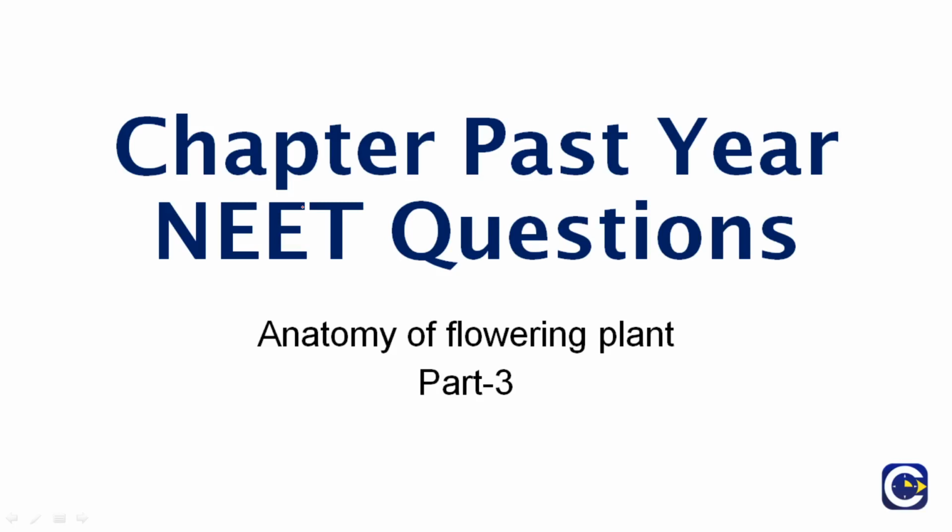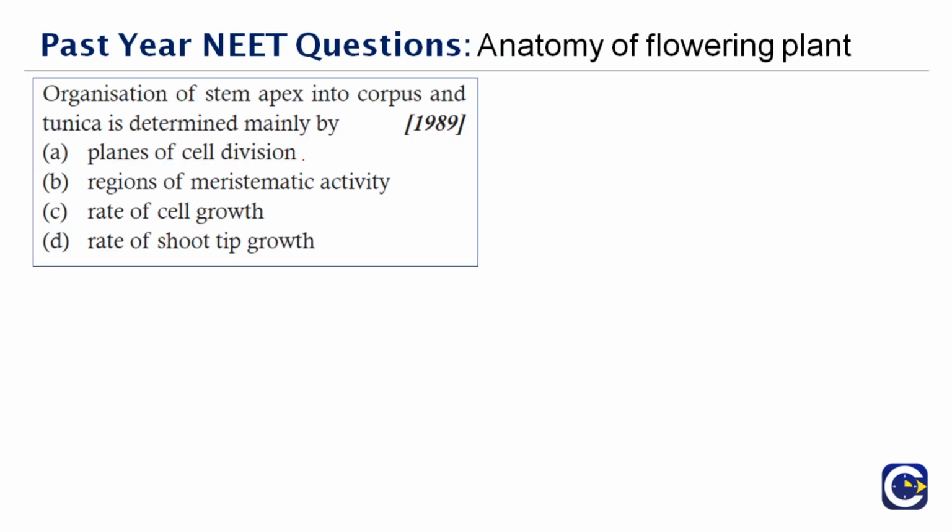Hi friends, today we are going to see the past year NEET questions for the chapter Anatomy of Flowering Plants. We've already covered two parts, so this is part 3 that we'll do in this video. So let's begin with the first question, which was asked in the year 1989. Organization of the stem apex into cortex and tunica is determined mainly by dash.